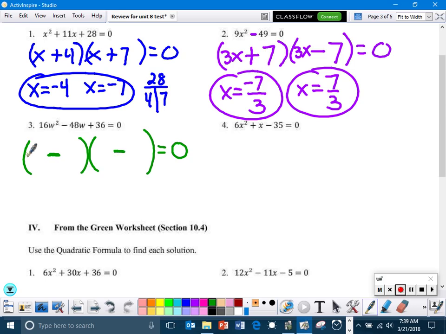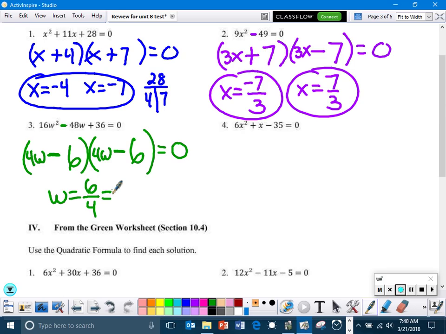All right, so let's do this. Square root of 16 is 4, so 4w. And the square root of 36 is 6. Okay, notice they are exactly the same, and it has to be a minus between them. Now, the 48, let's check. So if I do the outside and inside, 4 times the minus 6 is negative 24. The negative 6 times the 4 is also negative 24. If I put negative 24 and negative 24 together, I get the middle term, negative 48. So we're all good. Okay, since these are identical, we only have one answer, and that would be positive 6 over 4.